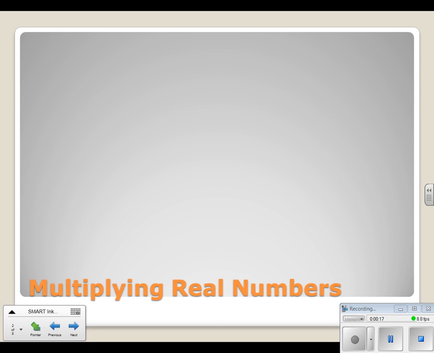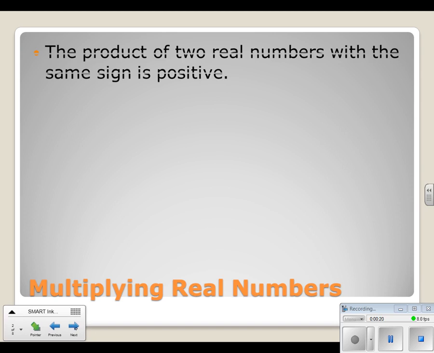We're first going to be multiplying real numbers. The product of two real numbers with the same signs is positive. So if I'm looking at two groups of 3, they're both positive, I get 6. A positive times a positive is a positive. And so if they're both positive, your answer is positive.